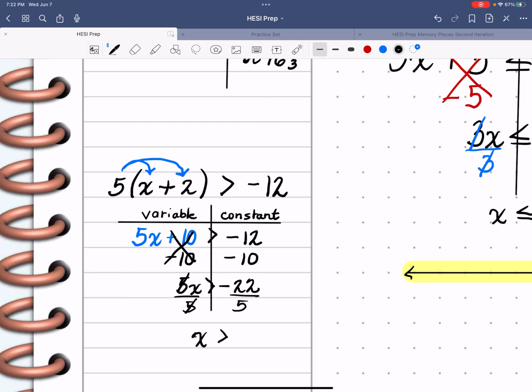Oh, we don't have negative, sorry. 22 divided by 5 is 4.4. Those signs are different, so this answer is a negative. X is greater than negative 4.4.